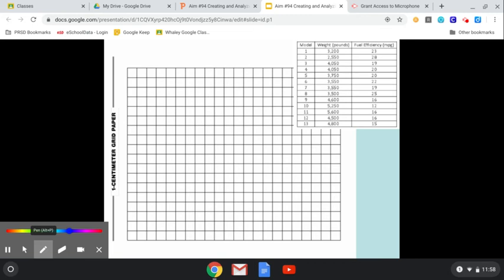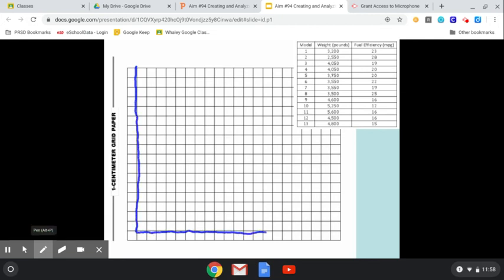Number one, I think the notes that I gave before said we want to set up our axes and then we want to label them. So I'm going to just draw a line and set up my axes. Here's my Y. Here's my X. And my X, that's going to be weight.